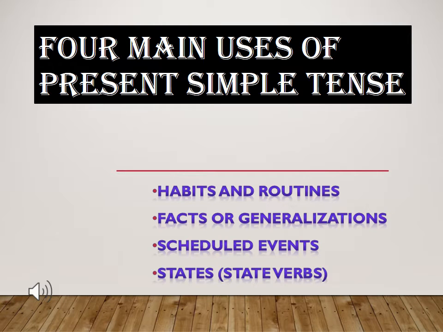There are four main uses of present simple tense. That is to talk about habits and routines, facts about the world or generalizations, scheduled events that are about to happen in the near future, and finally, very important, that is to talk about states with state verbs.